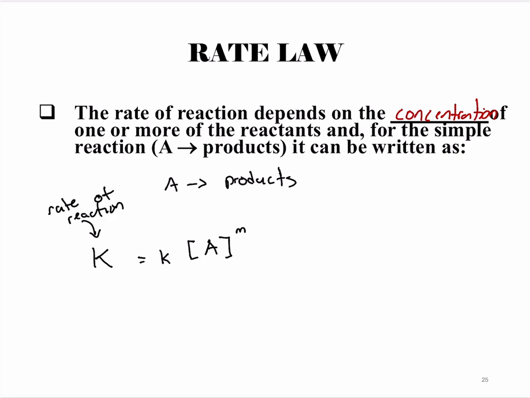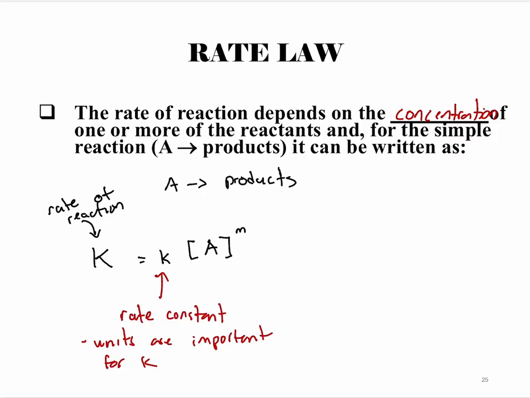And so this lowercase k is our rate constant. It's a proportionality constant that relates the rate of the reaction to some power of the concentration of our reactant. And so the units are important for k, and it's one of the things that you will be expected to determine based off of the type of reaction that you're looking at.